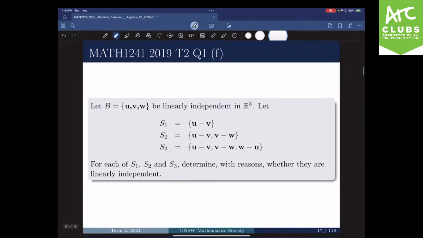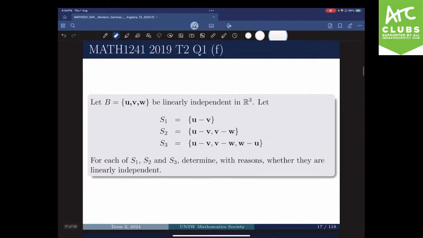So here's an example question about linear independence. We consider some basis B with vectors u, v, w in R cubed, such that the vectors are linearly independent. And we consider these three sets here. Our goal is, for each of S1, S2, and S3, to determine whether they are linearly independent sets or not.